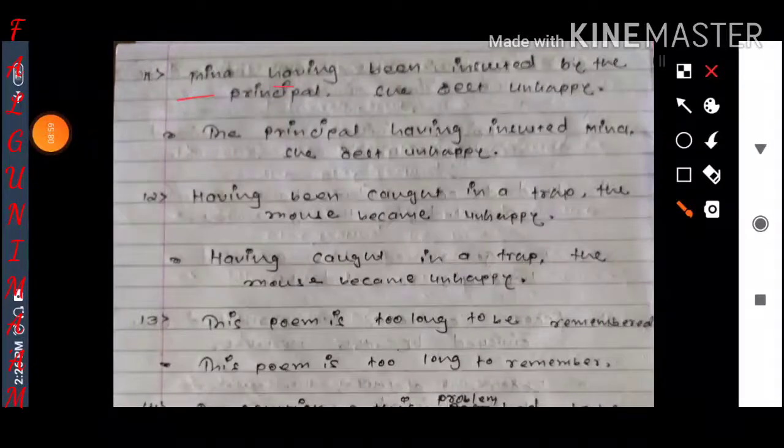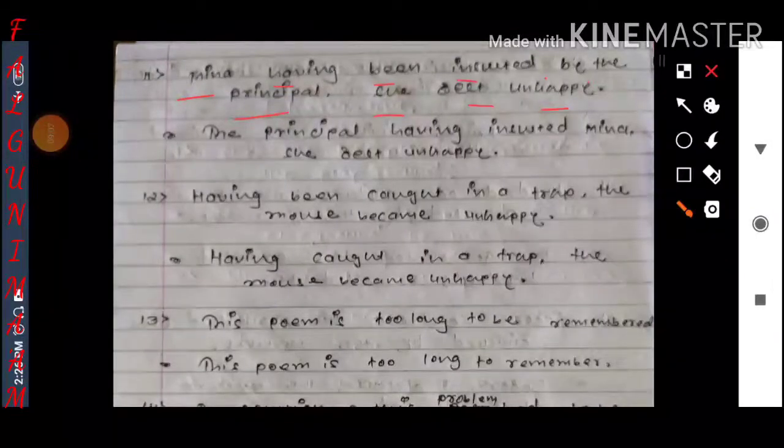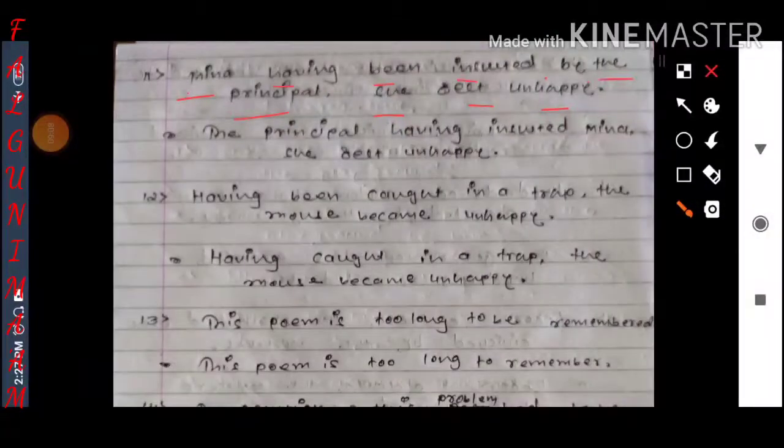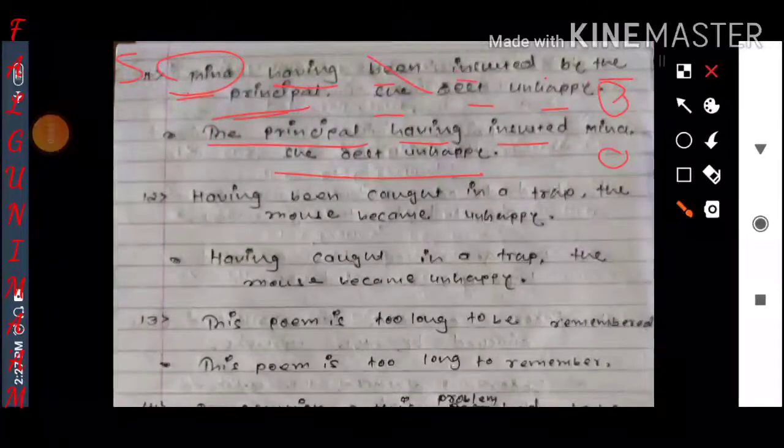Meena having been insulted by the principal, she felt unhappy. So here, Meena having been insulted by the principal. So after by we get a new subject. So the principal is new subject. So the principal, having remain having, been removed, insulted remain insulted. This subject come in place of object, and she felt unhappy. As I told you, never do any changes in the second sentence. Even we cannot do change because we don't have object.